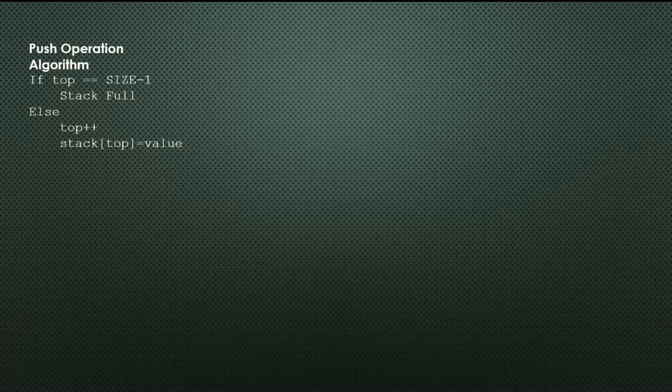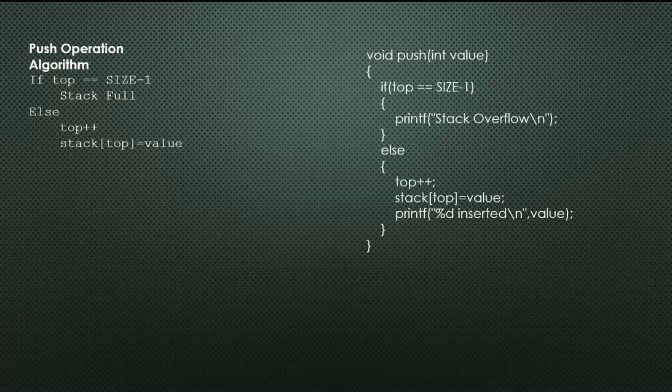Let us get into the insert operation, or otherwise in stack terminology, the push operation. Look into the algorithm. If top equals size minus 1, the stack is full. Otherwise, increment top and insert the value. For example, if top is equal to minus 1, I push 10, top becomes 0, push 20, top becomes 1, push 30, top becomes 2. So our stack will now contain 10, 20 and 30, where 30 is the topmost element.